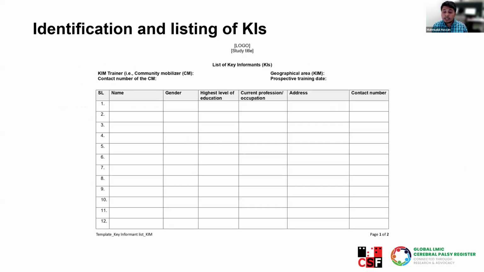Community mobilizers are responsible for identifying and making a list of potential KIs. The template should include very basic information, including name, gender, education, occupation, address, and contact number.